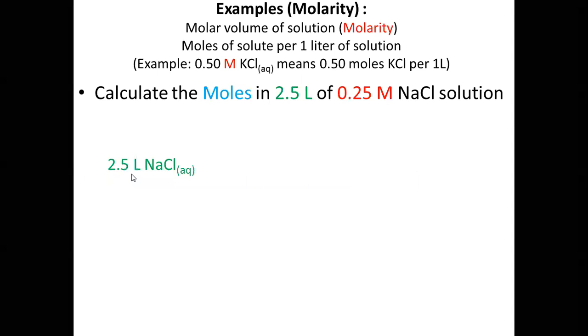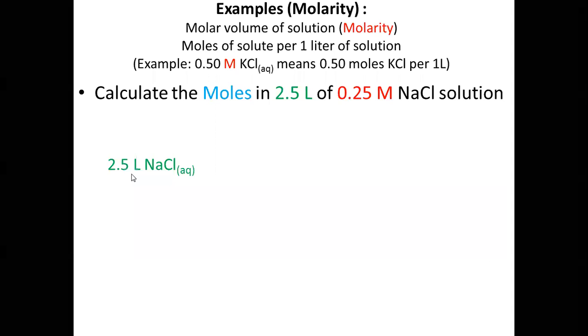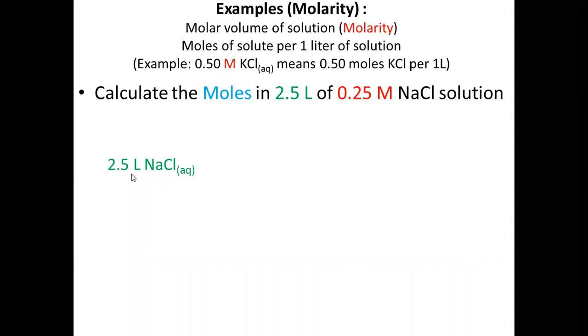So the first example here, we want to calculate the moles in 2.5 liters of 0.25 molarity NaCl solution. Now that might seem like a lot, but let's dissect this. Let's try to focus on what we're calculating. We want to convert the volume of solution, in this case 2.5 liters, into moles of solute. I've color coded this here. So the molarity here, indicated by this M, is 0.25 moles per liter.